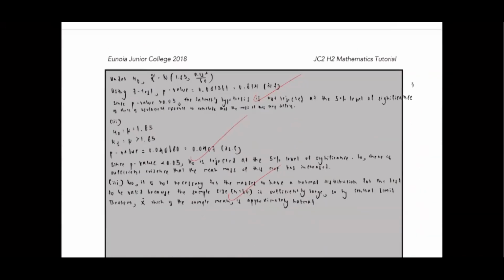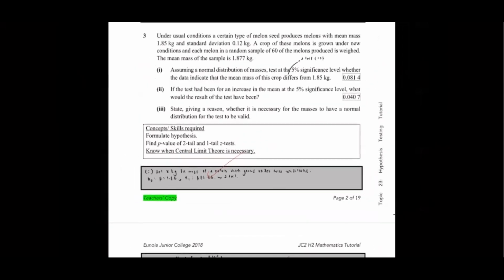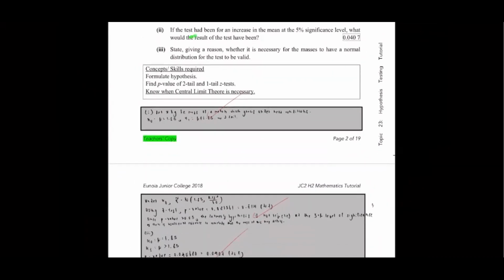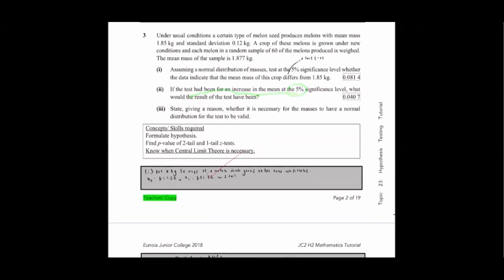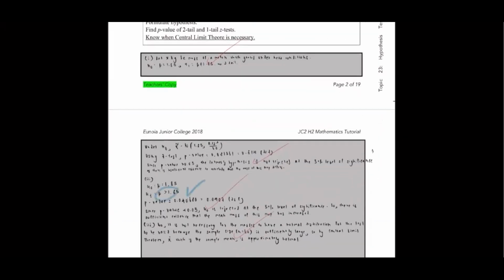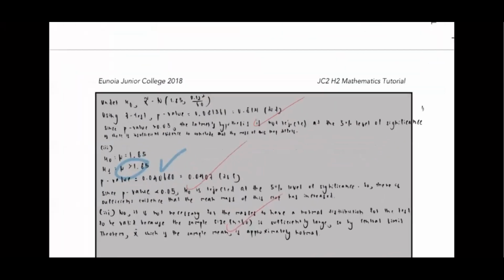Okay, then what is part 3 saying? Part 3, no, part 2 first. If the test had been for an increase in the mean at a 5% significant level, what would the result of the test have been? They mentioned increase in the mean. Increase means it is now testing you on the alternate hypothesis being a right tail test. So that's exactly what you did here. Good.